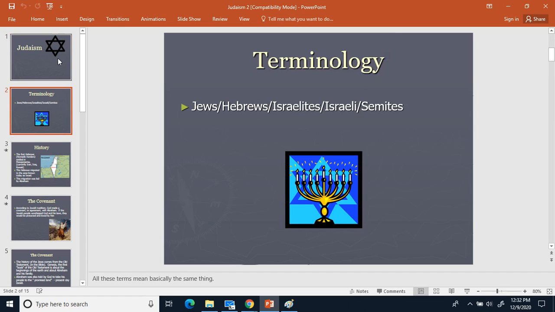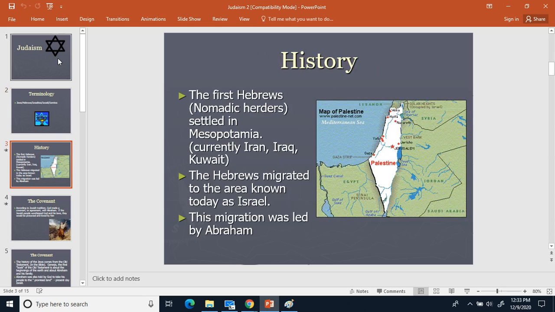Now, when we talk about Judaism, you can usually refer to people who worship Judaism as Jews, Hebrews, Israelites, Israelis, Semites. All those go along with Judaism. Most people just call people that are Judaism, they're Jewish. Normally it's called Jews. Hebrew is generally the language, but most Hebrews are, of course, Jewish. Israelites are people that live in Israel, Israelis, someone who lives in Israel, and Semites would be kind of Jewish as well. All those words, though, mean kind of the same thing.